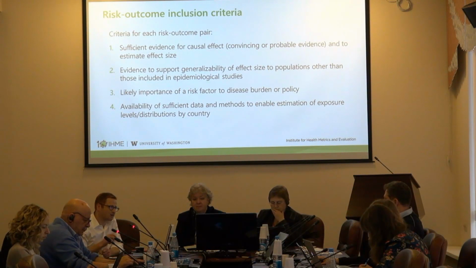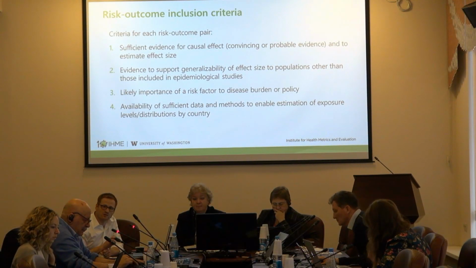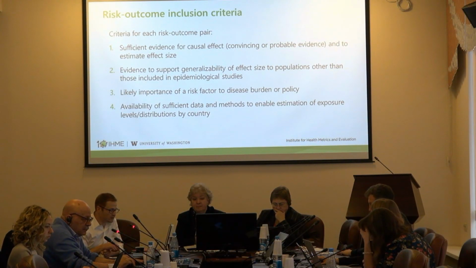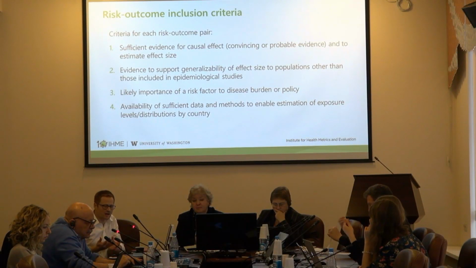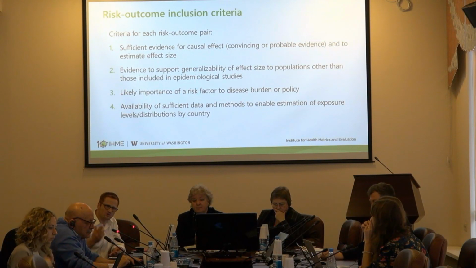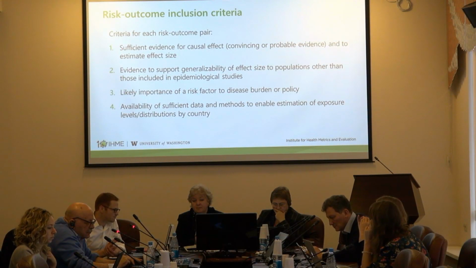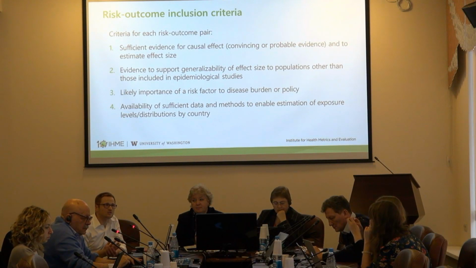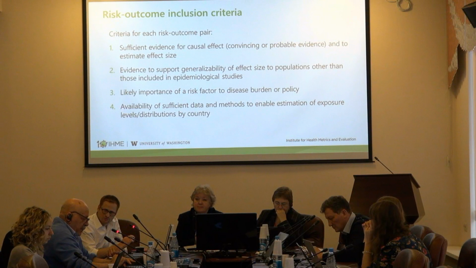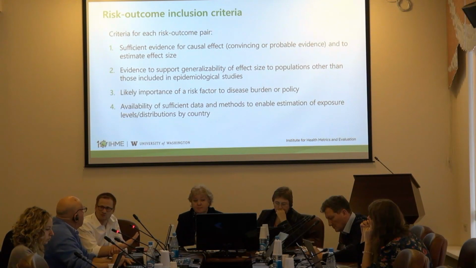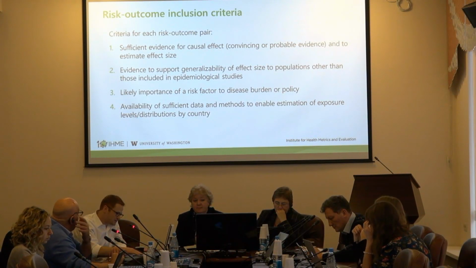We tend to prioritize risks that have likely importance for policy or burden. So there may be things that we can estimate, there's good data on, there's strong causal associations, but they're not going to have a lot of burden or they're not of much policy relevance, and those will be given lower priority in terms of what we add. And then, of course, we need enough data to actually enable us to estimate the exposure. This process is somewhat subjective, and we've received a lot of criticism over the years because of that. And this is something we're trying to address.